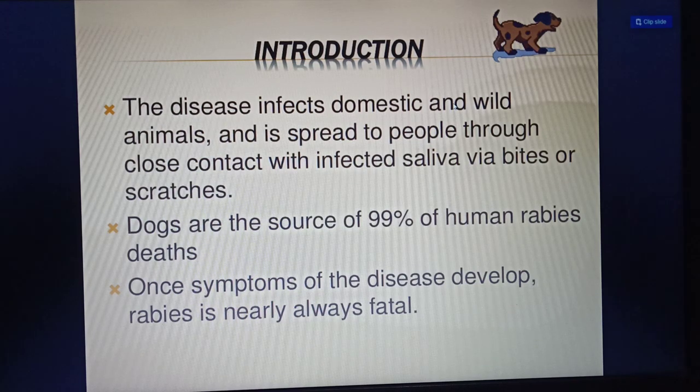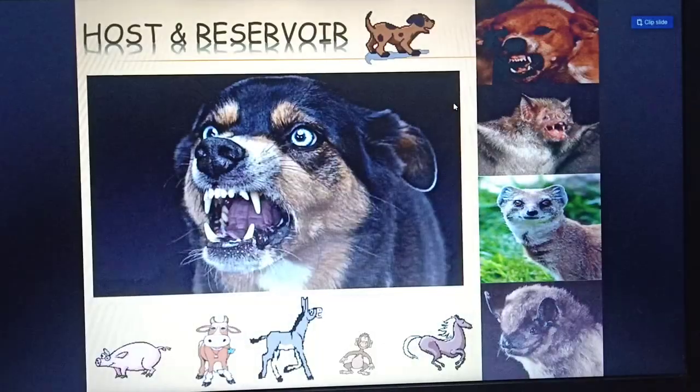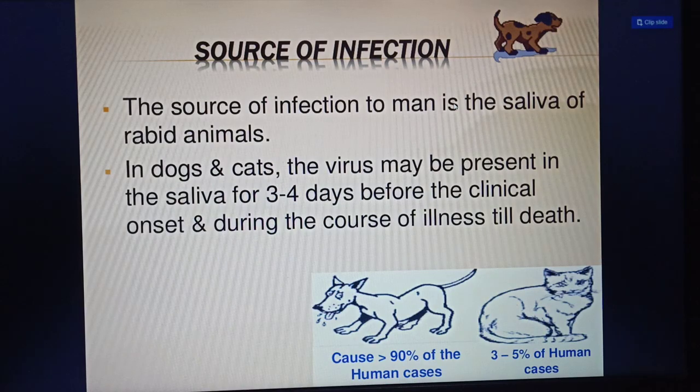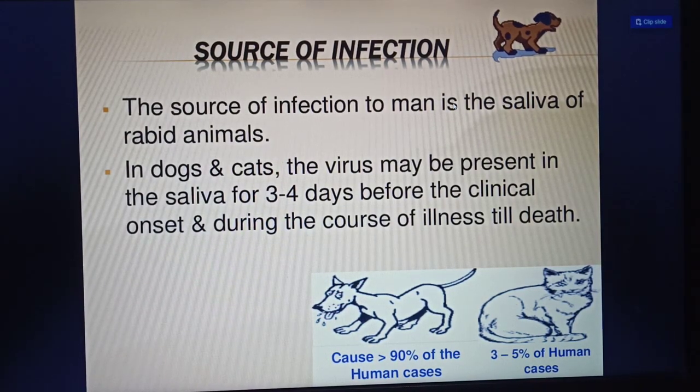Once symptoms of the disease develop, it may lead to the fatal stage only, meaning the patient will die. So what is the source of infection? The saliva of rabid animals, for example a bat, dog, cat, and so on. These are all the sources of infection.